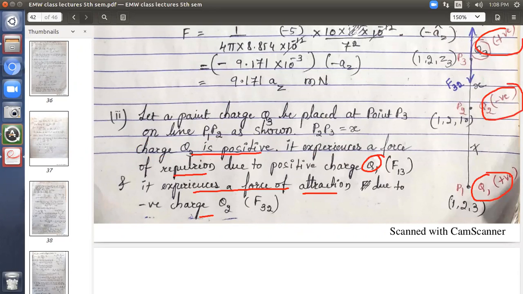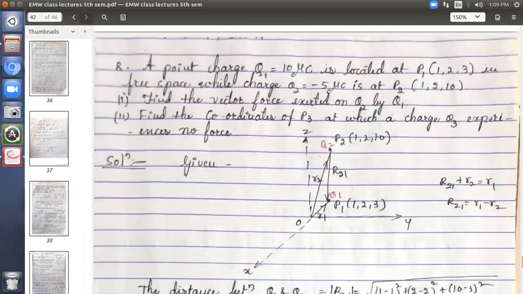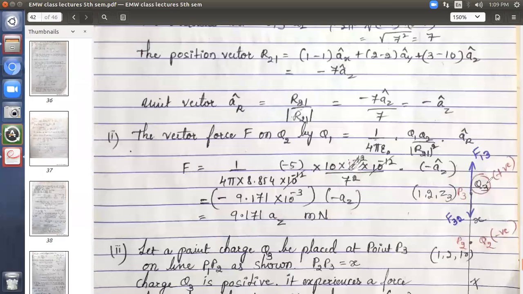So what happens is, when you calculate both the forces, if they are equal in magnitude and opposite in direction, then only they get cancelled and the given condition is satisfied. What is the given condition? It says it experiences no force. This no force means they are equal in magnitude. Whatever forces it experiences, those two forces are equal in magnitude and opposite in direction, so they will nullify. They'll cancel and there is no force on Q3.